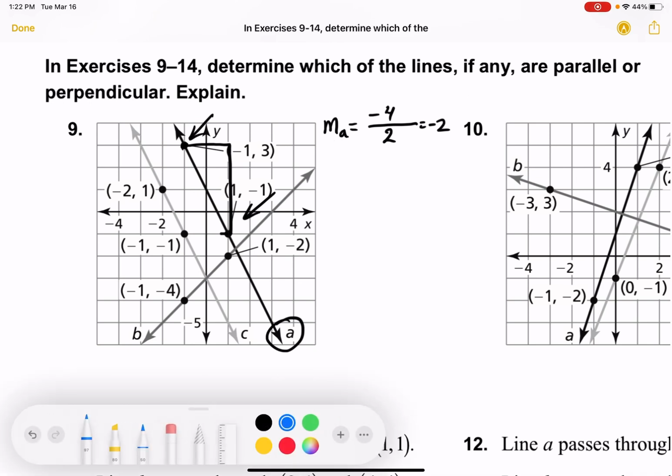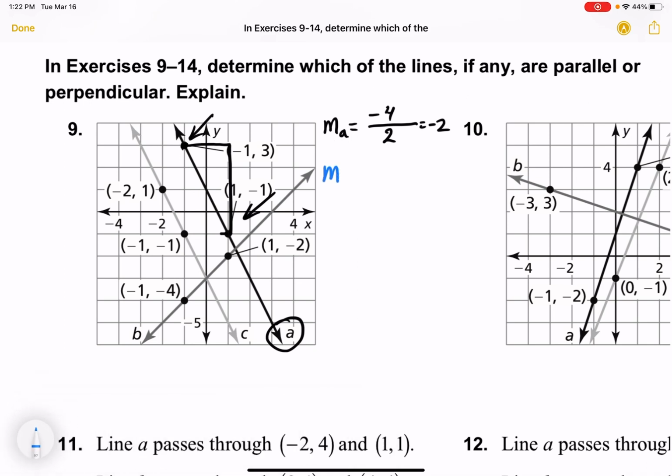Okay, the slope of line B, this one, could be found the same way. You could count, or you could subtract the y's. Look, -2 minus -4 divided by 1 minus -1. This will give us a +2 divided by 2, which is equal to 1. If we count, you get the same way. Look, you go up 2, so that's 2, divided by 2. Still the slope is 1.